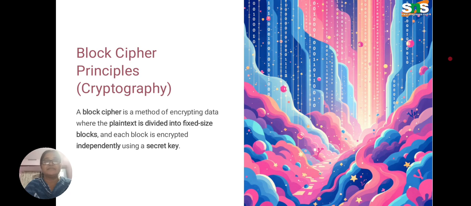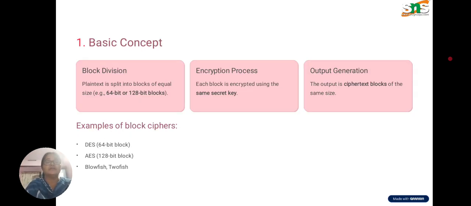A block cipher is a method where we take the plain text and divide it into fixed size blocks. For example, 64-bit or 128-bit blocks. Each block is then encrypted using the same secret key, and after the encryption we get ciphertext blocks of the same size. Some common examples are DES, AES, and Blowfish. Basically, the data is processed block by block. So the next slide is about the core principles.